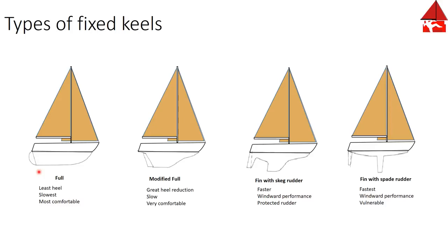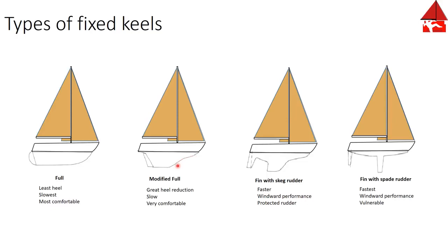Now, because it's the largest and the heaviest, it gives you the least amount of heel because you have that large gravitational force acting on the heavy keel. Because it's the largest, it also has the most wetted surface. The more wetted surface you have, the more drag you have, and the slower the boat goes. Finally, because it's the heaviest, it gives you the most comfortable ride, regardless of your wind or waves.